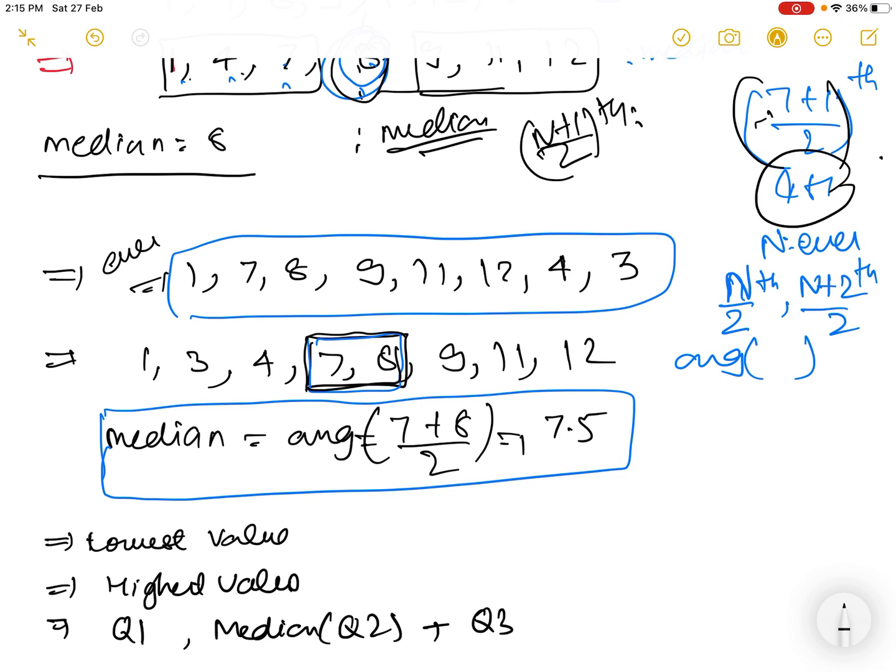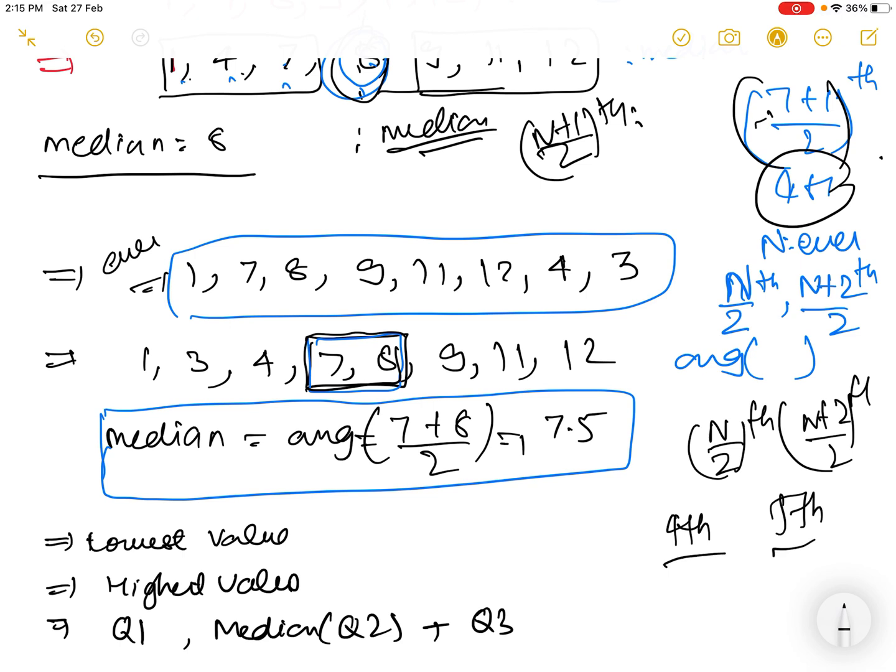So in case n is even, that is, the number of data points is even, like in this case 1, 2, 3, 4, 5, 6, 7, 8, then you take the average of the n upon 2th and (n plus 2) upon 2th numbers. Okay, n is 8, so 8 by 2 means the 4th number, and 8 plus 2 upon 2 is the 5th number. 1, 2, 3, 4, the 4th is 7, the 5th is 8, so I'll take their average and I'll get 7.5. So this was my median.